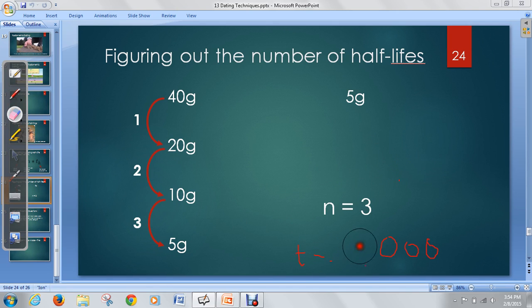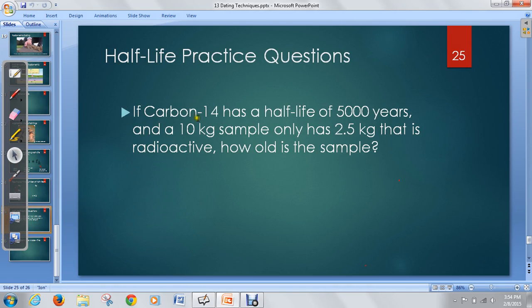Let's try one more example. Okay. So we have a carbon-14 sample that has a half-life of 5,000 years. Okay. So if it has a half-life of 5,000 years, okay, and there's a 10 kilogram sample and only 2.5 grams are radioactive, how old must it be? Okay. So we say we have 10 kilograms to start with. Well, if we divide 10 kilograms by 2, we get 5. And if we divide 5 by 2, we get 2.5. Okay? And there we go. That matches our sample. So that means 1, 2 half-lives have occurred.